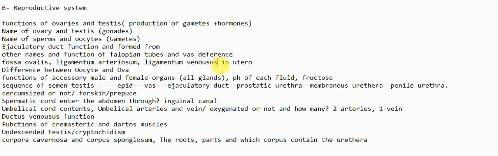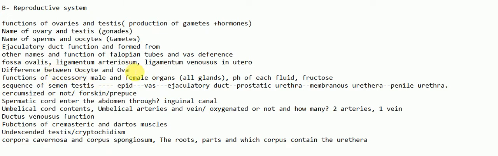When you see ductus venosus, and ductus venosus is what takes the oxygenated blood from the umbilical veins to the inferior vena cava, what it will become after birth is ligamentum venosum.